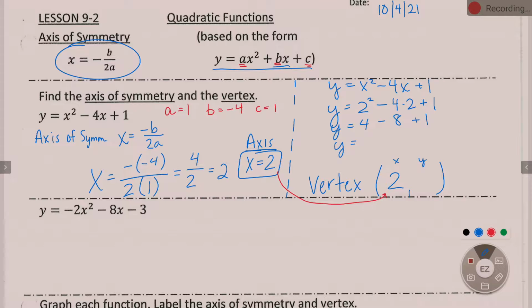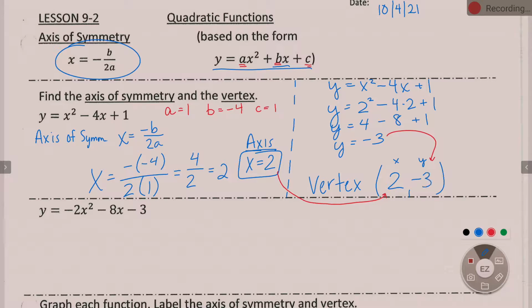4 minus 8 plus 1. Negative 3. 4 minus 8 is negative 4. Negative 4 plus 1 is negative 3. Hey, guess where that goes? In the y. Yeah. This is my y value.